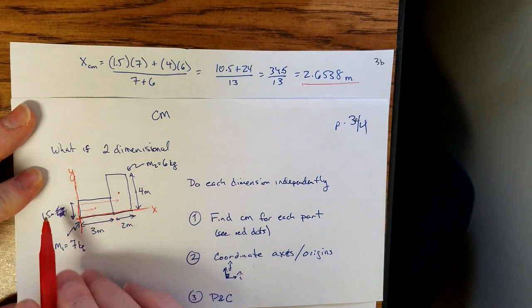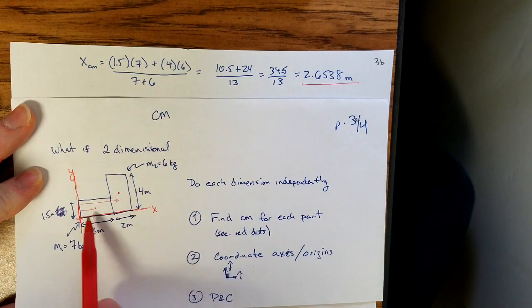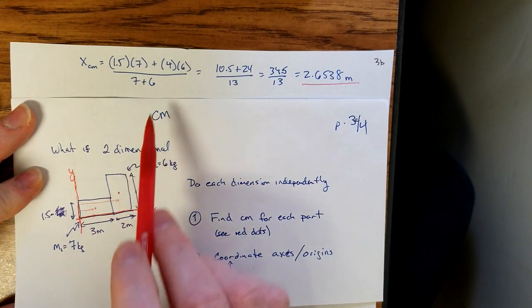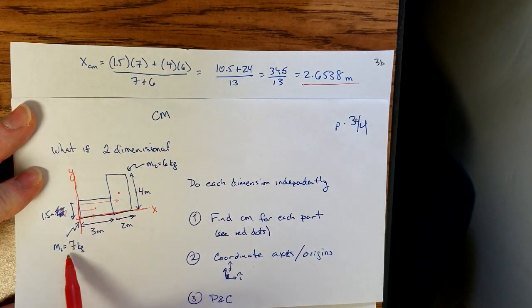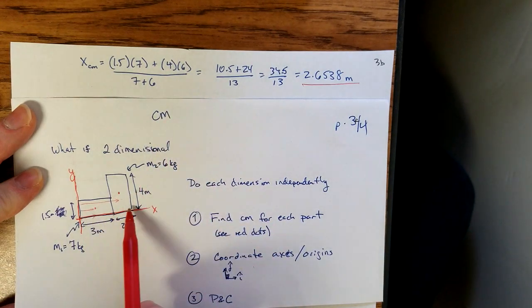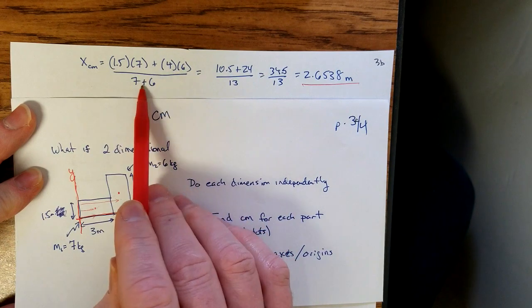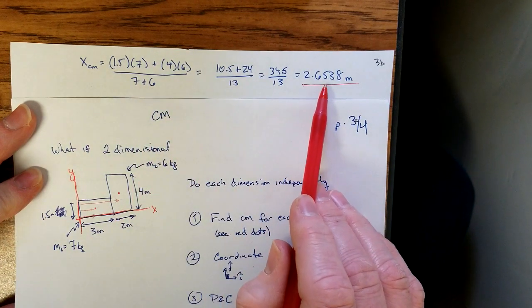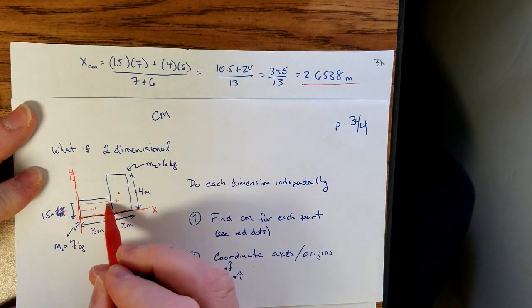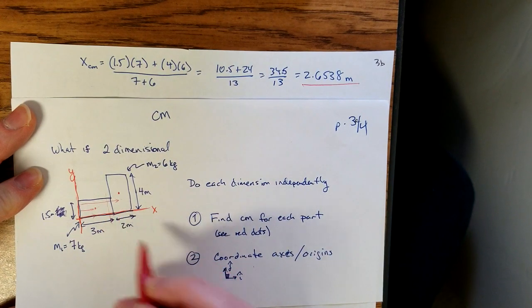So in the x direction, just doing the x to start with, it's 1.5 meters times 7 kilograms, because that's a 7 kilogram mass, and then 4 meters from here to here, and a 6 kilogram mass divided by the total mass, and I end up with 2.6538 meters to the right, which is where it would be. So it's going to be just shy of the second block.